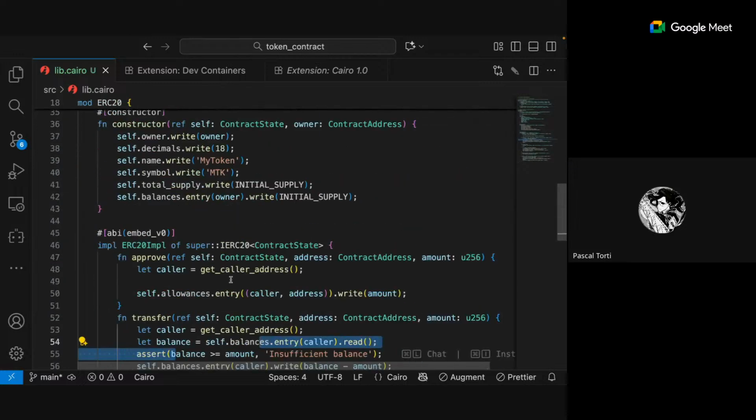Approve, we get the caller address. We're going to skip checking if the caller, the balance now, has that amount that he wants to approve. We're going to skip that for the caller. Then what's the amount here now? We can't just write it. What if this same address now, for example, here's an example.